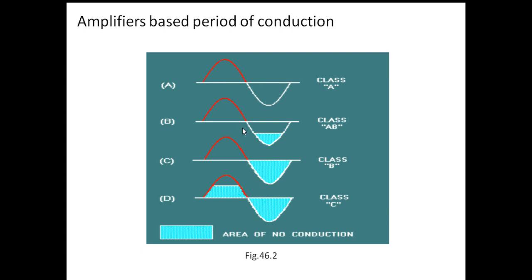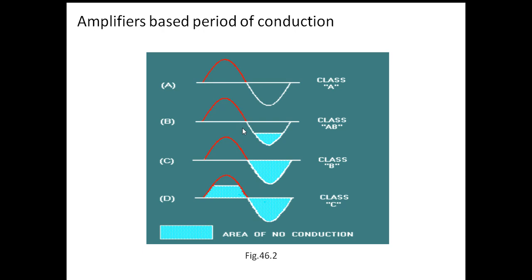Here, with respect to waveforms, we can easily understand the period of conduction. In this slide, the A figure shows the class A conduction, the B figure shows the class AB, C shows the class B, and D shows the class C. Here the red line shows the positive half cycle, and the white line shows the negative half cycle.